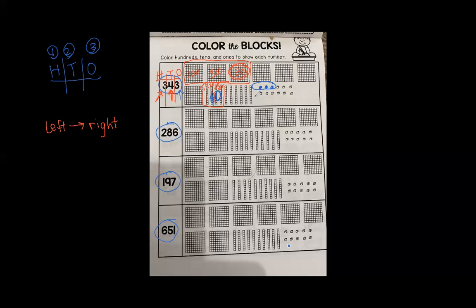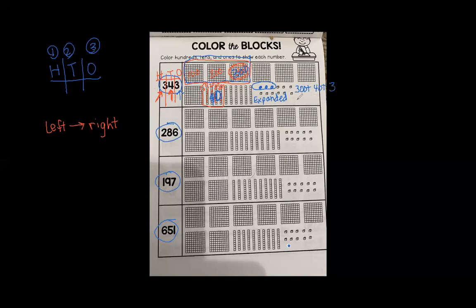Now, to write expanded form, remember, expanded form is telling you to write the value of the hundreds place plus the value of the tens place plus the value of the ones place. So we have how many groups of 100? We have three. What is that value? 300. So we have 300 plus the value of the tens place. We have four tens, 10, 20, 30, 40. 300 plus 40 plus the value of the ones place.